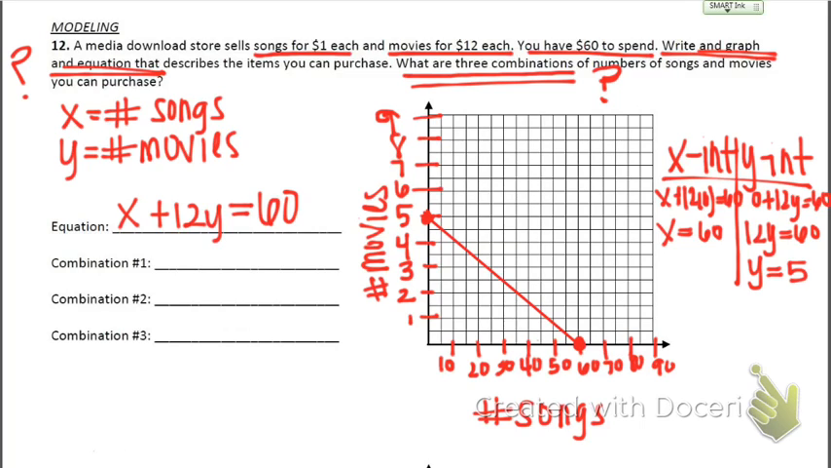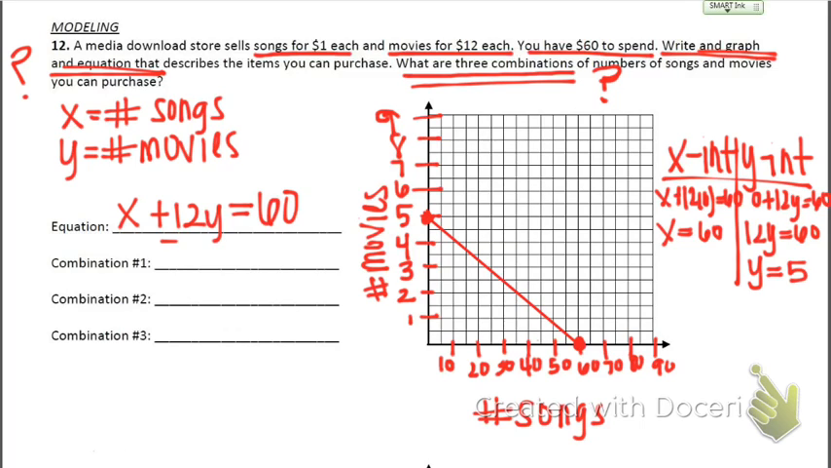Because how we're going to find the combinations or the possible combinations is from the line. So what this line represents is any possible combination of songs or movies that you can buy for $60. So every combination that you can purchase is on this line. There's 2 really easy ones that you can figure out. What are 2 easy combinations? Any ideas?